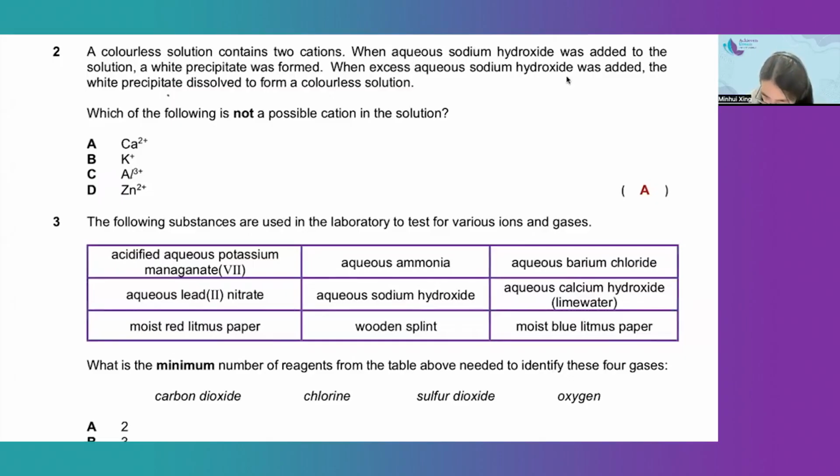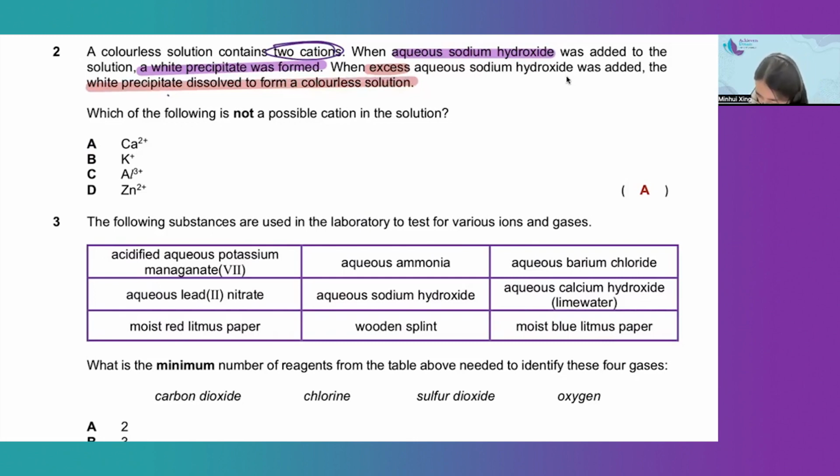Question 2. A colorless solution contains 2 cations. When aqueous sodium hydroxide was added to the solution, a white precipitate was formed. When excess aqueous sodium hydroxide was added, the white precipitate dissolved to form a colorless solution.